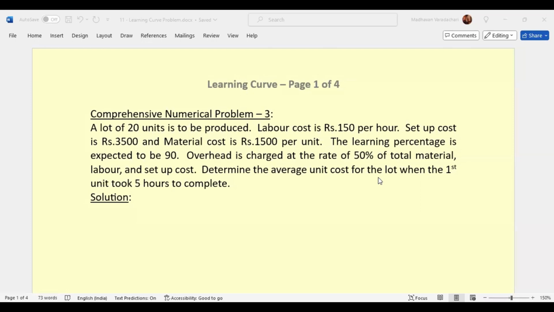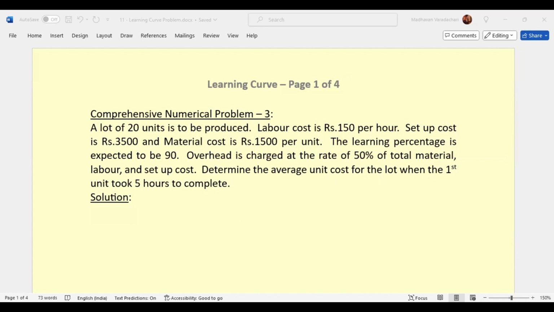Hello everyone. In continuation to our topic learning curve, this is comprehensive numerical problem number 3. A lot of 20 units is to be produced. Labor cost is rupees 150 per hour. Setup cost is rupees 3,500 and material cost is rupees 1,500 per unit. The learning percentage is expected to be 90. Overhead is charged at the rate of 50% of total material, labor and setup cost. Determine the average unit cost for the lot when the first unit took 5 hours to complete.